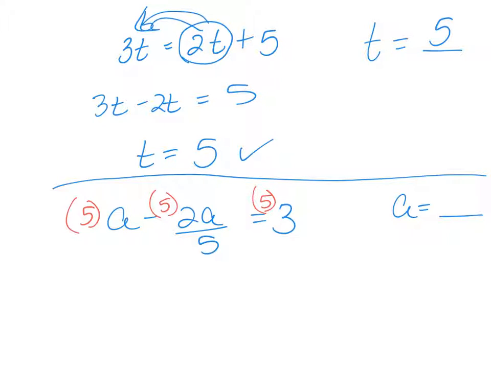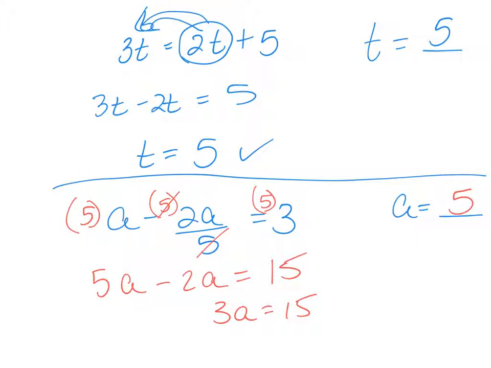So it would be negative 10a. So it's 5a, nope, because this 5 is going to bite the dust with that one. So it's minus 2a equals 15. You see it? Those 5s bite the dust. That's what you did it for, to get rid of it. So now we have 3a equals 15, a equals 5.